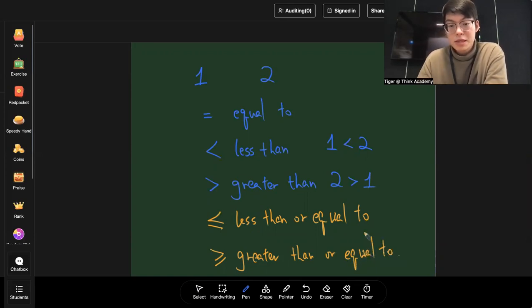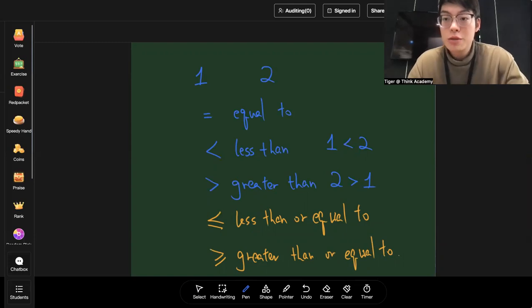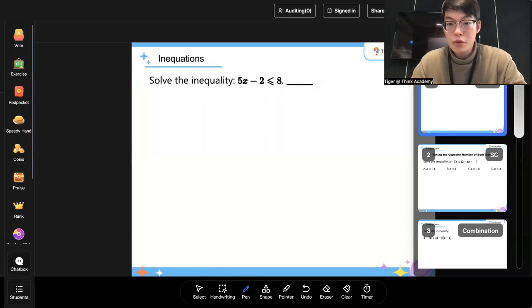So basically, that's it for the symbols of inequalities, or inequations. Now let's see how we can solve these inequalities. I know not everyone is very familiar with this knowledge, so we'll start from the basics and gradually move on to some specifics.